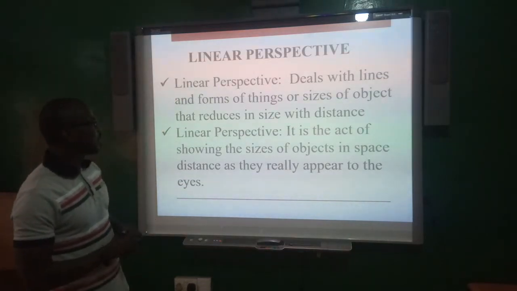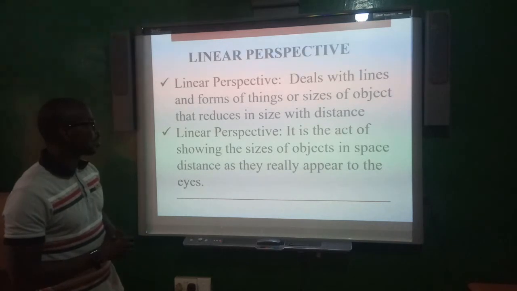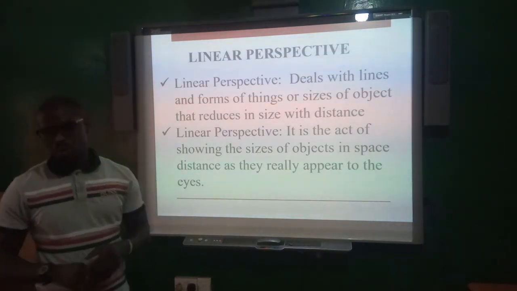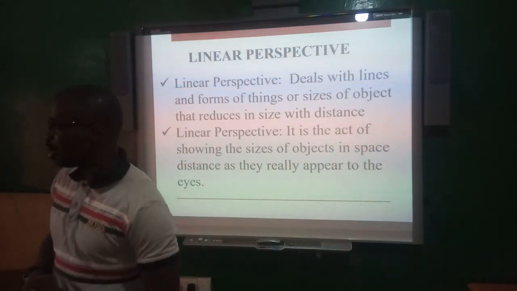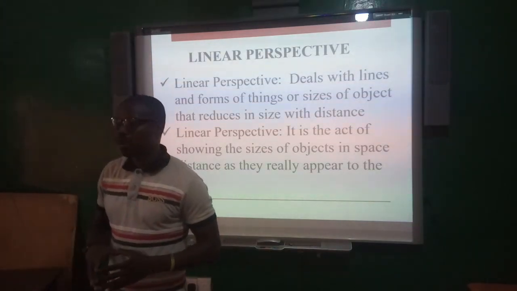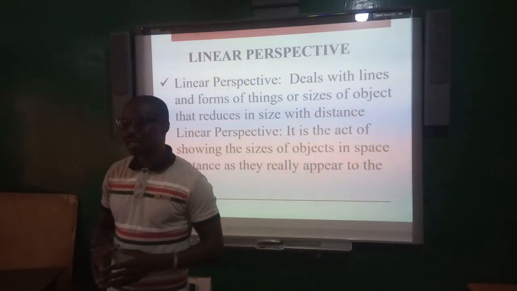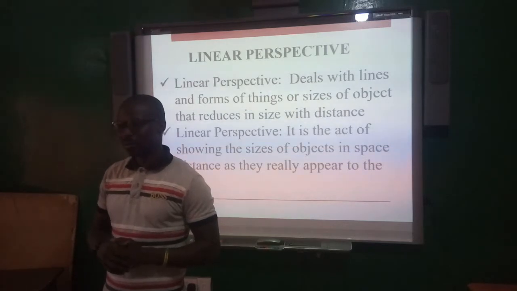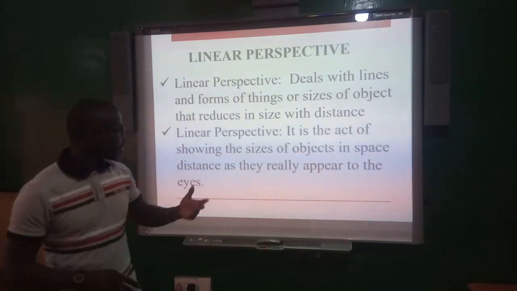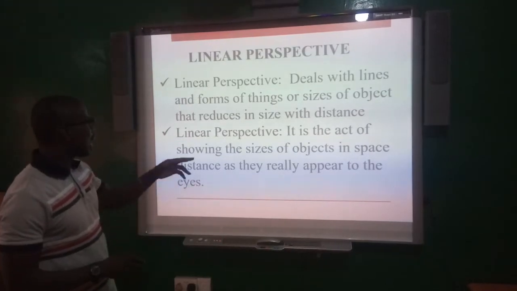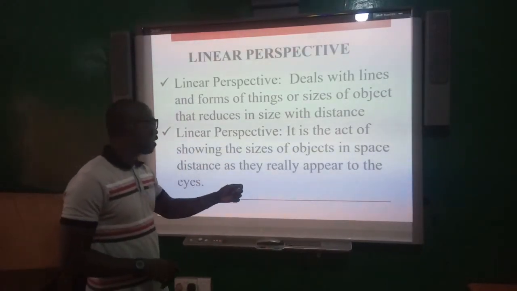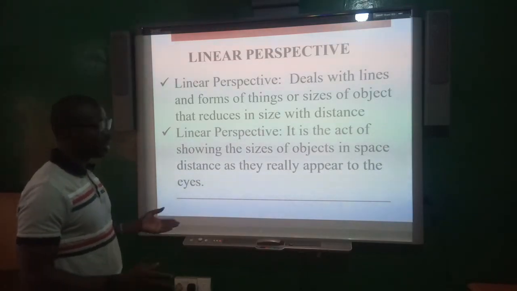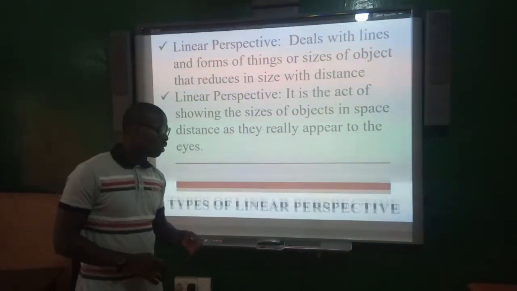Now we say linear perspective deals with lines and forms of things or size of objects that are reduced in size with distances. So if you quite remember, we said linear perspective is a type of perspective that deals with lines. In linear perspective, lines are used to indicate the perspective. I hope you've not forgotten. Now we also said that it is the act of showing the size of objects in space distance as they really appear to the eye. We talked about it. I wouldn't want to waste time there.